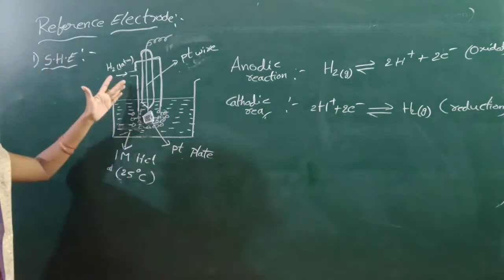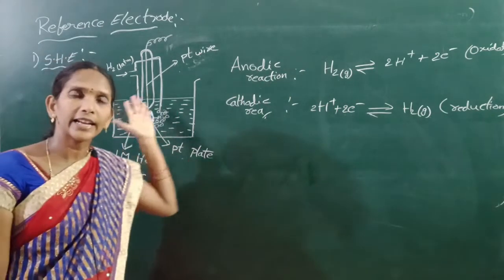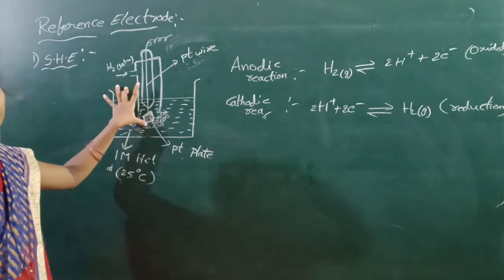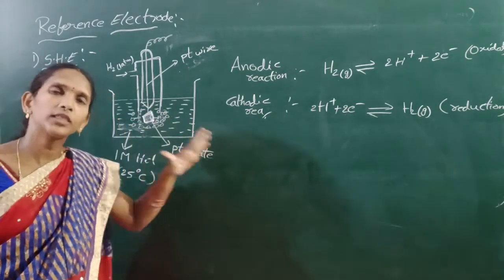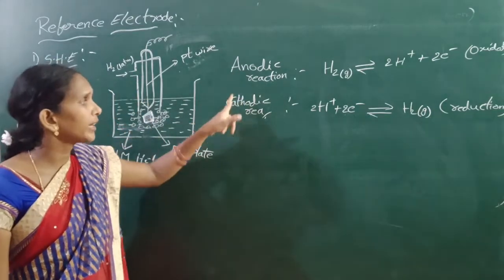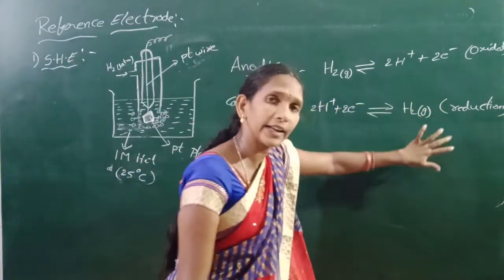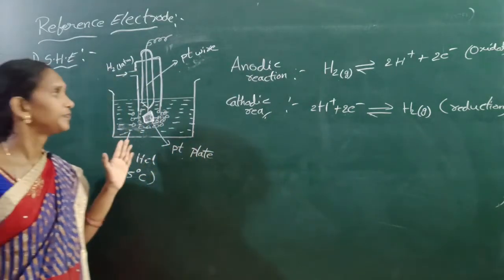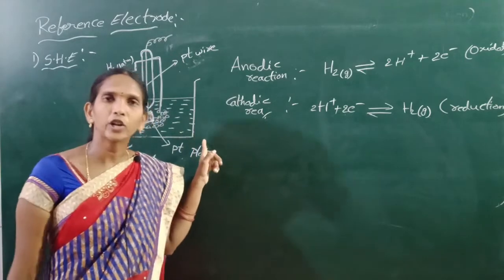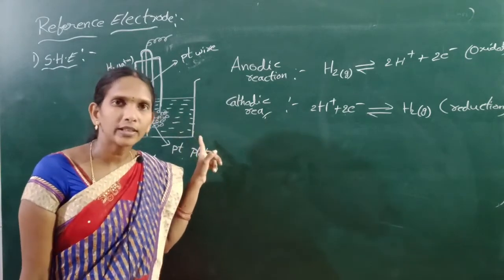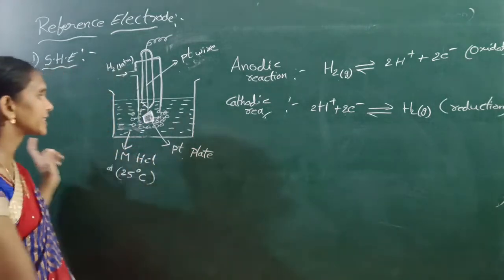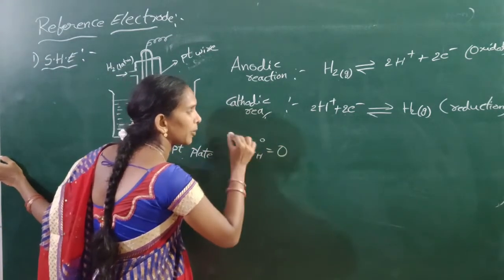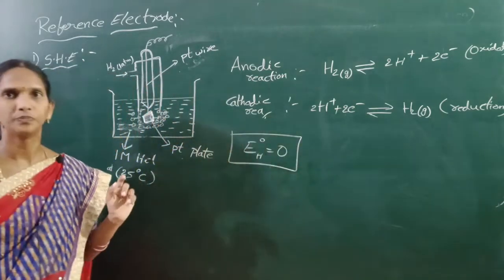In this reference electrode, as already discussed in the sign convention, the electrode acts as both anode and cathode. That means oxidation and reduction can both take place. The potential of the standard hydrogen electrode is arbitrarily fixed as 0.